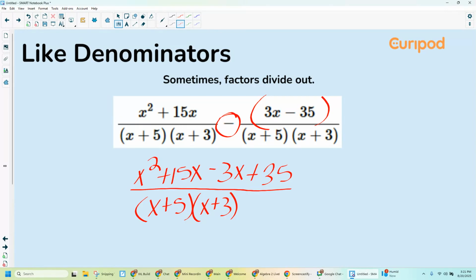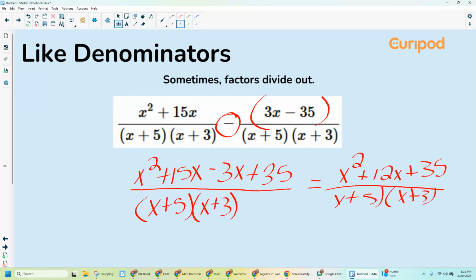Now combining the like terms, we would get x squared plus 12x plus 35. And that is all over x plus 5 and x plus 3. And I'm going to stop there. Look at it for a minute.